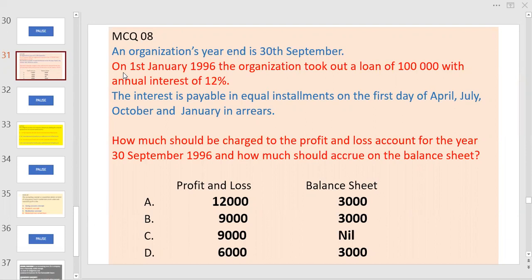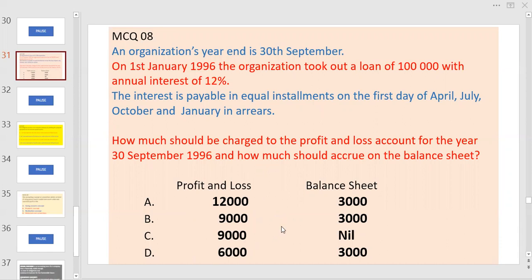Okay, so you will have to see that in this particular sum, from 1st January up to 30th September, only 9 months are involved during the current period. Therefore, the interest will have to be calculated for 9 months. Since it is 12%, 1% for a month, then for 9 months it has to be 9,000. Now, if you look at these answers, there are only 2 9,000s. Therefore, A is not a possibility, D is not a possibility.